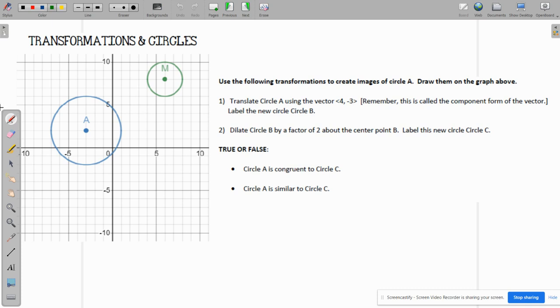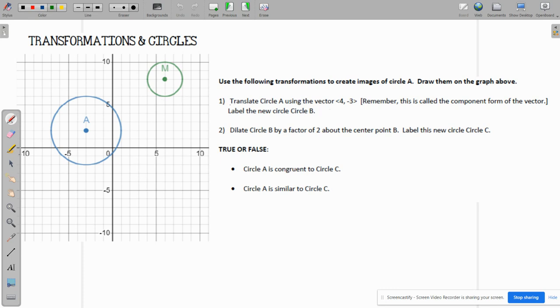We're going to look at transformations and circles. So you can see in our diagram, I have circle A over here, where the center is located at (-3, 2), and we have a radius of 1, 2, 3, 4 units. It says use the following transformations to create images of circle A. Draw them on the graph above, or in this case, to the left.